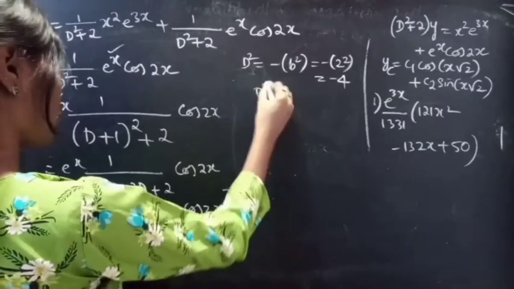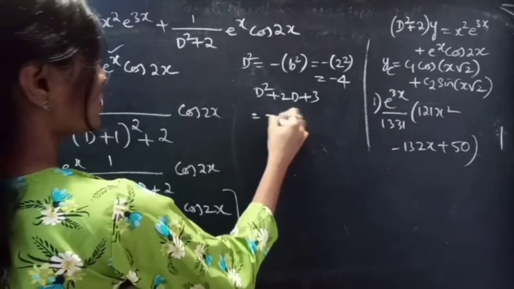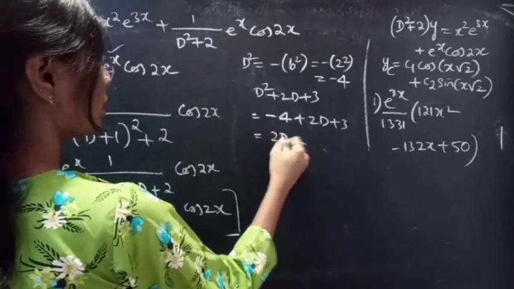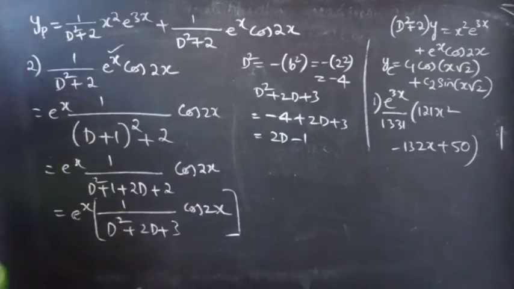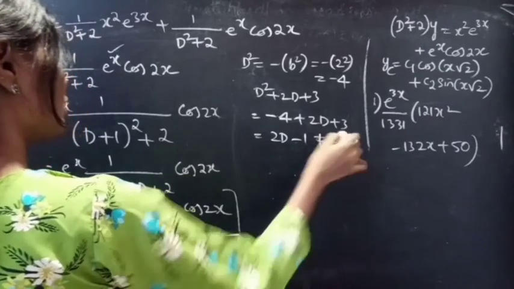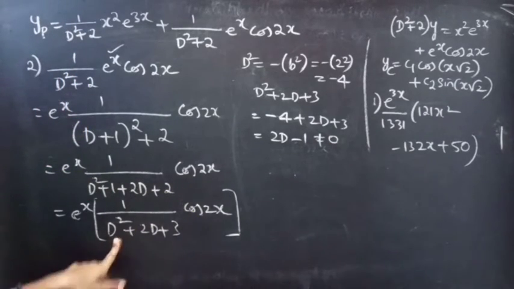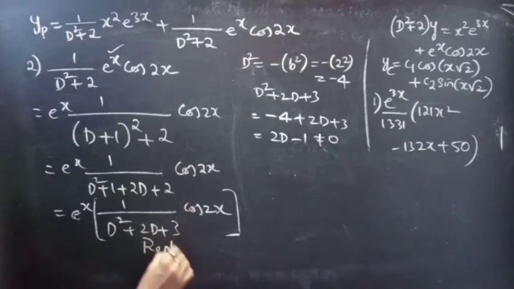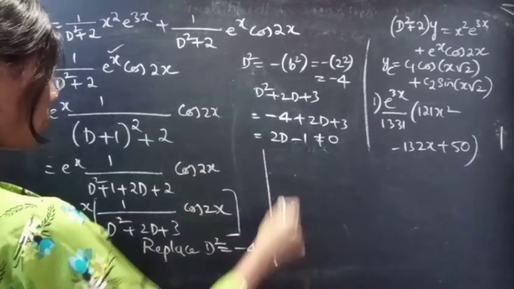I'm taking the denominator part. Now I'll replace d square by minus 4. So I'll get 2d minus 4 plus 3, which is minus 1, right? Which is non-zero. Since by replacing d square by minus 4 we got a non-zero term, we'll replace d square by minus 4 in the problem. Okay?